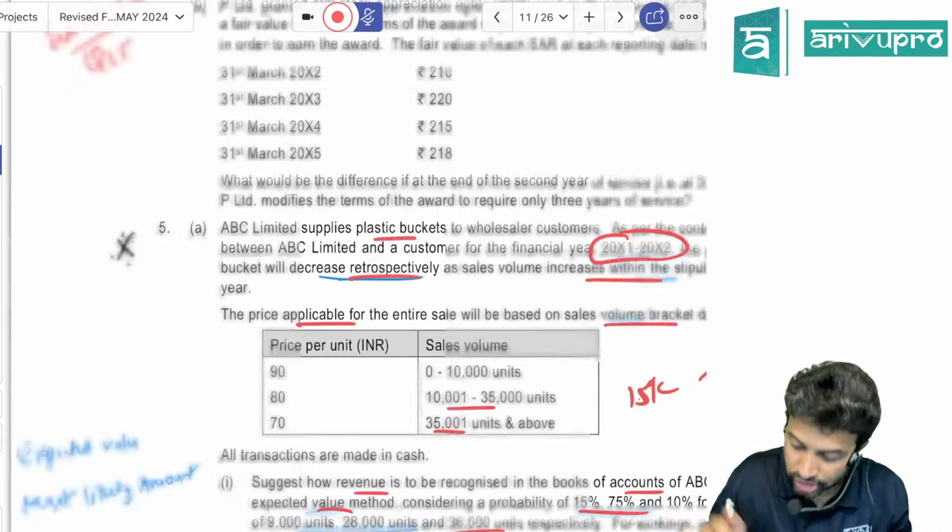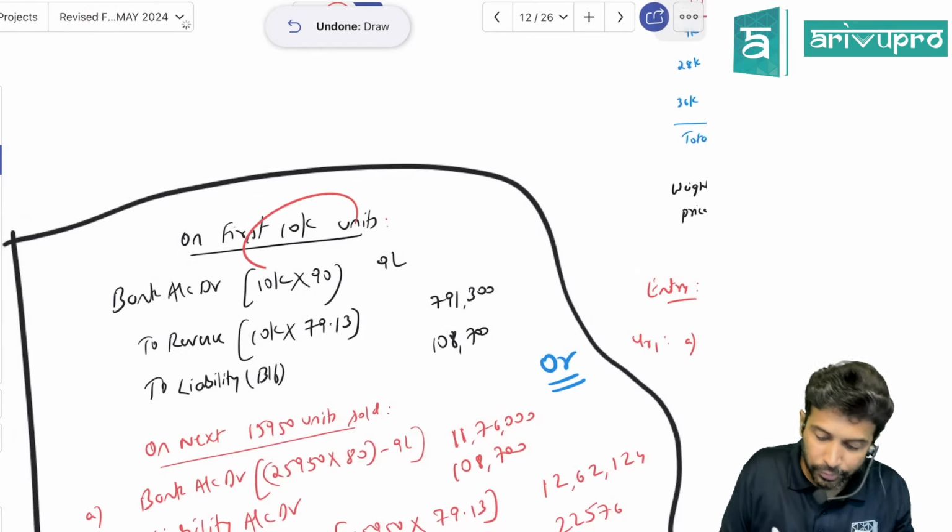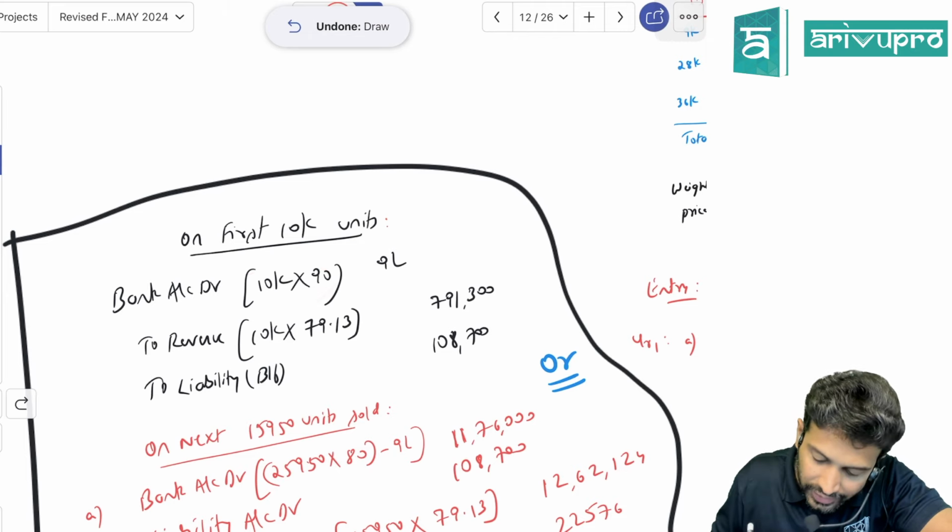90 per unit, because up to 10,000, the selling price is 90 per unit. So hence I pass the entry for the first 10,000 units. So what will be the entry? Bank account debit 10,000 into 90, which is 9 lakh.